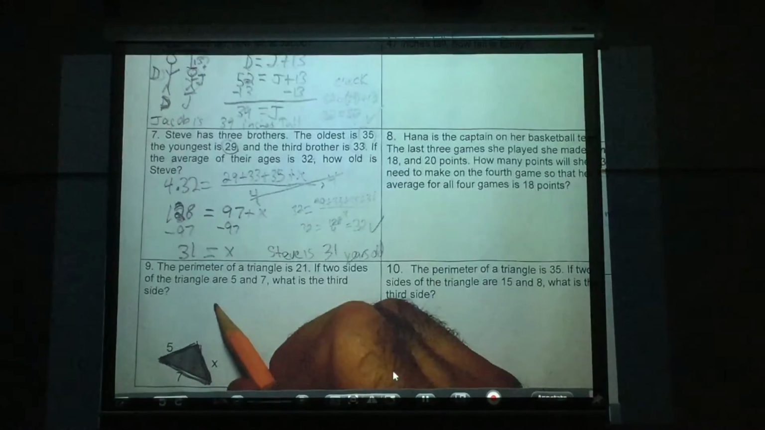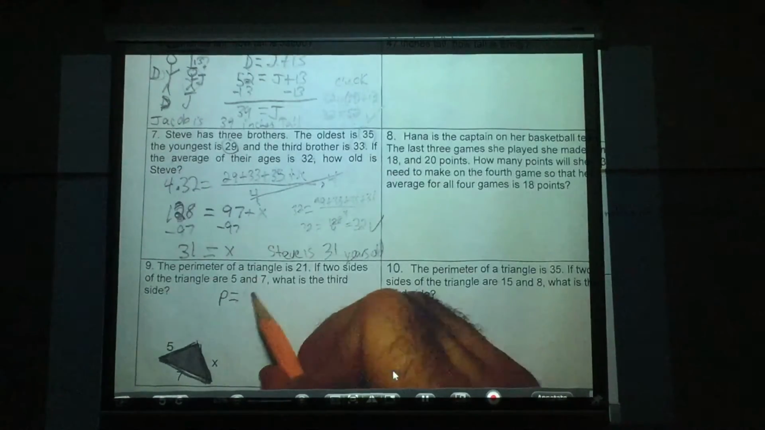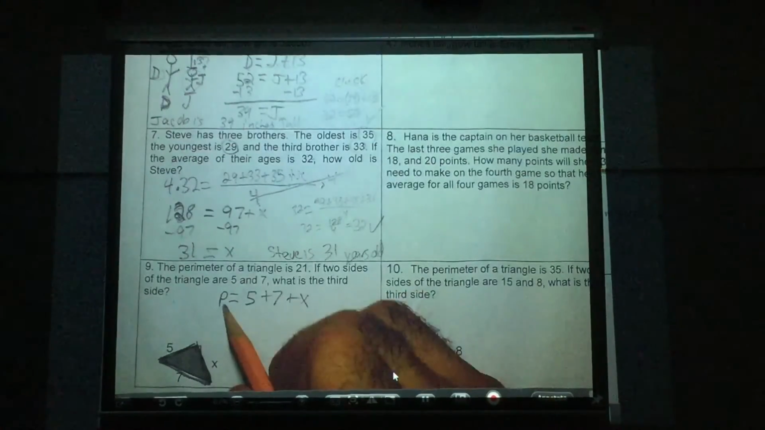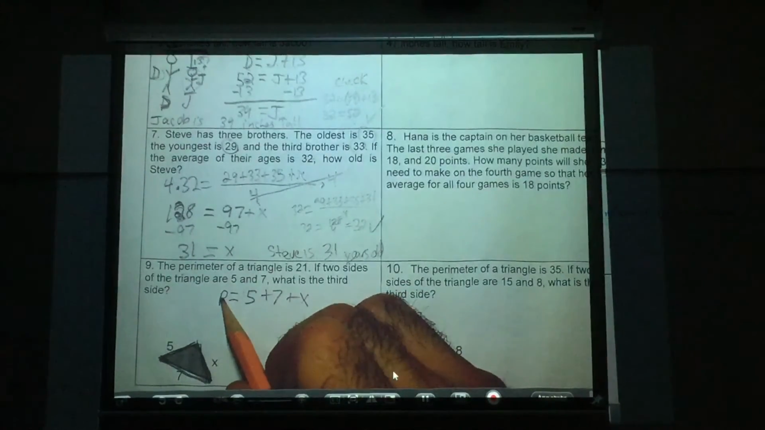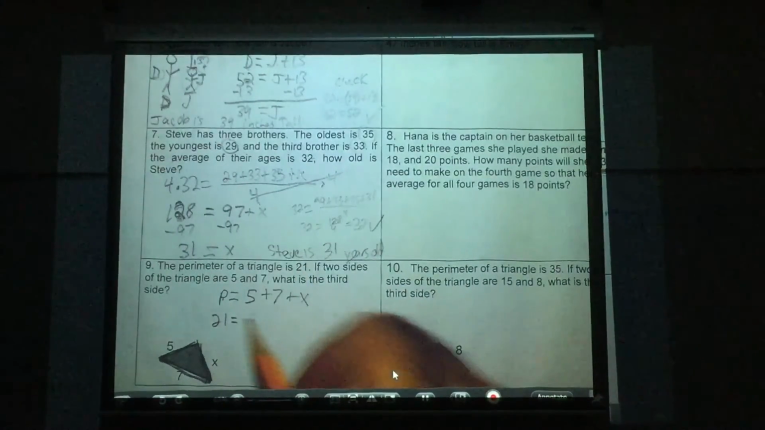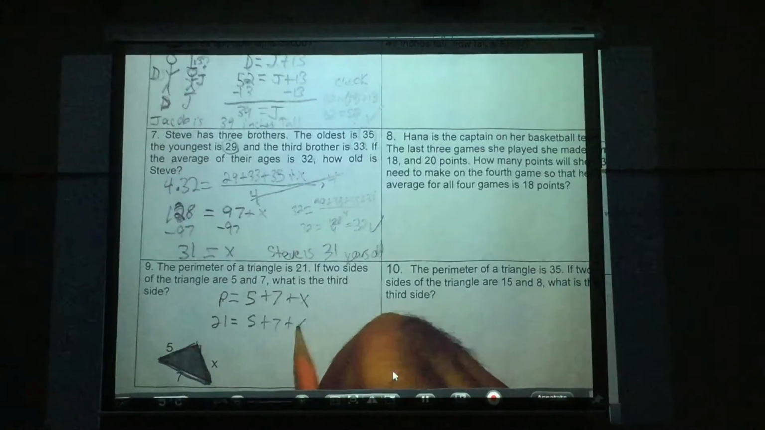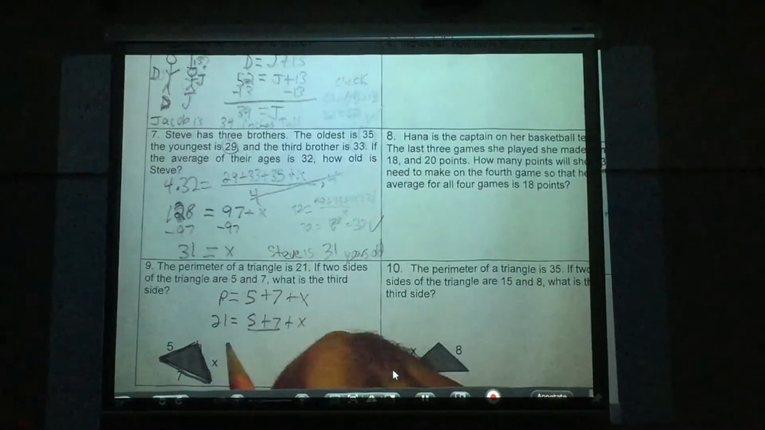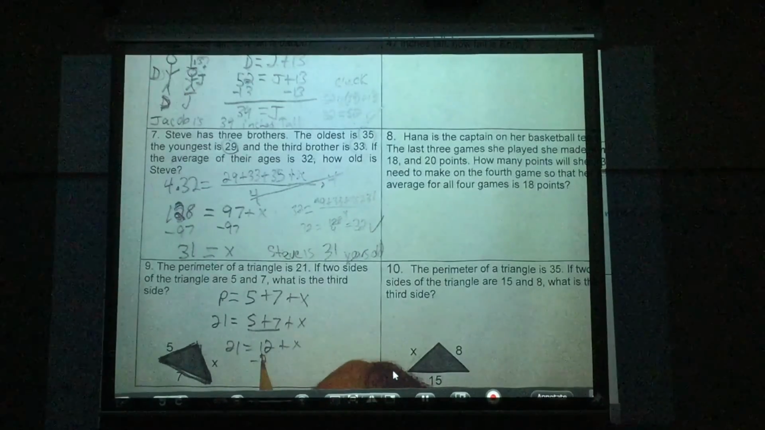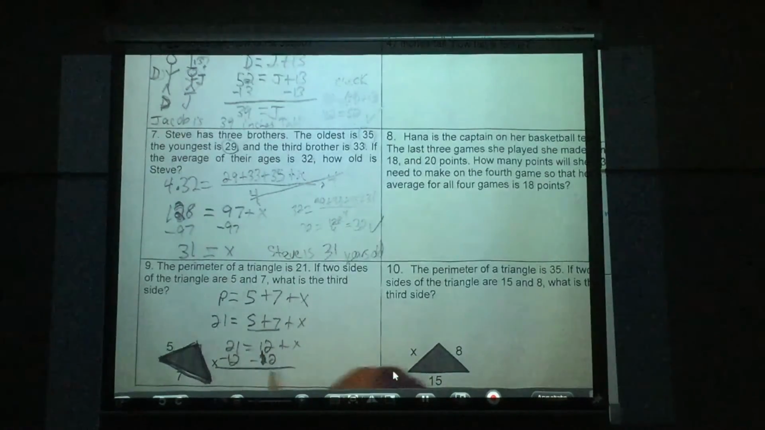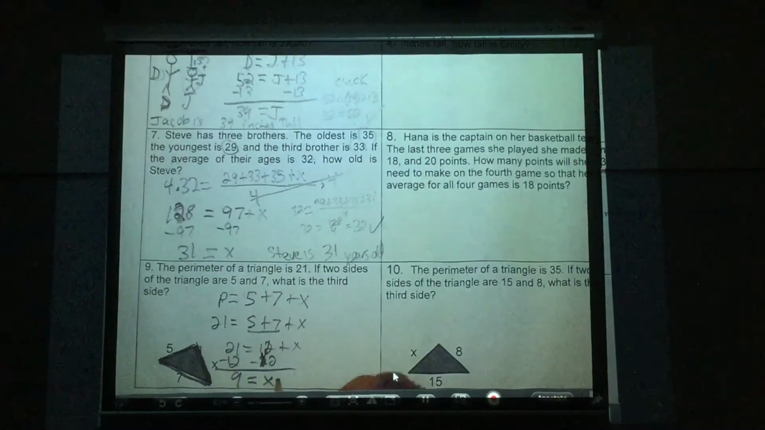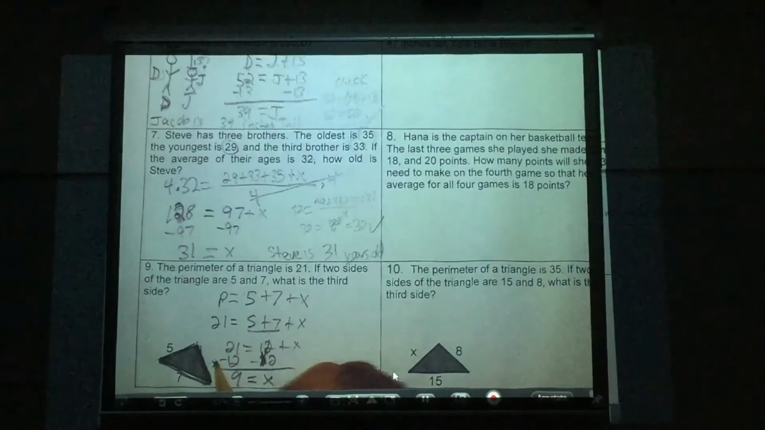So we know that the perimeter is going to be equal to 5 plus 7 plus x, right? Now, the perimeter itself is 21, so we can actually put that in there. So 21 equals 5 plus 7 plus x, okay? This right here is 12. 21 equals 12 plus x. So now we can subtract 12 from both sides. That's going to get you 9 equals x. Okay? So this missing side is 9.